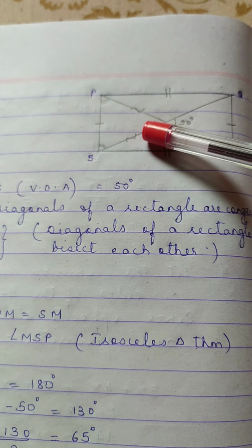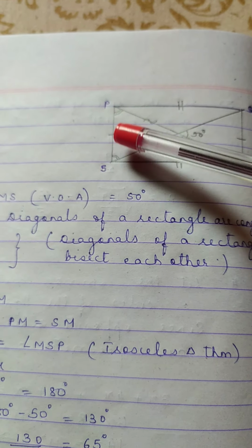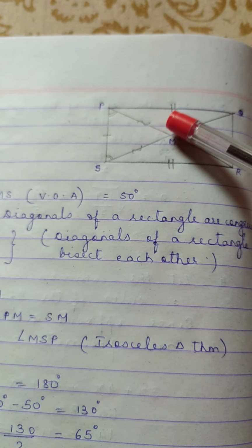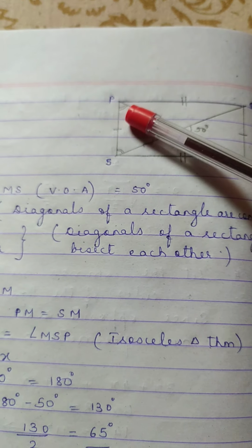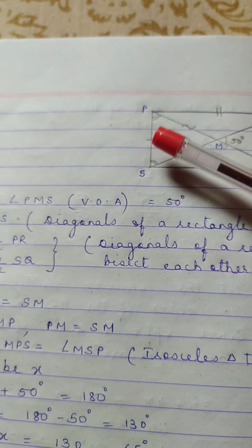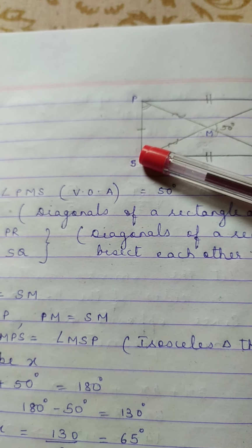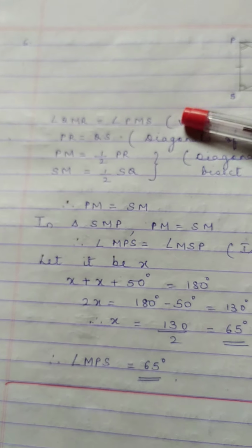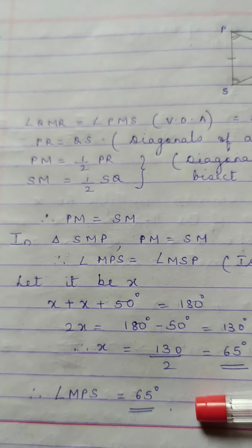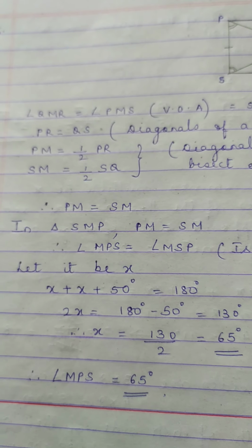Now in this triangle PSM, if these two sides are equal, I know that the angles opposite to them are also congruent. Now this angle is 50. So the sum of these two angles is 180 minus 50, 130. 130 divided by 2, each of these angles is 65. Therefore this angle is 65. So that's the explanation. I have solved it over here. I hope you understand it. It's exactly the way I have explained it to you just now.